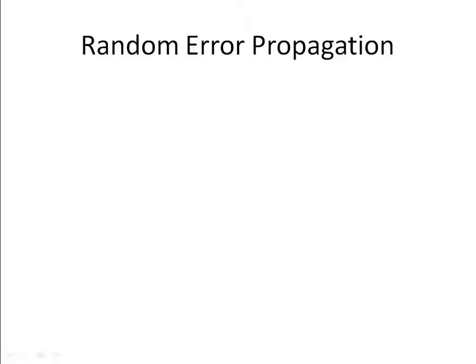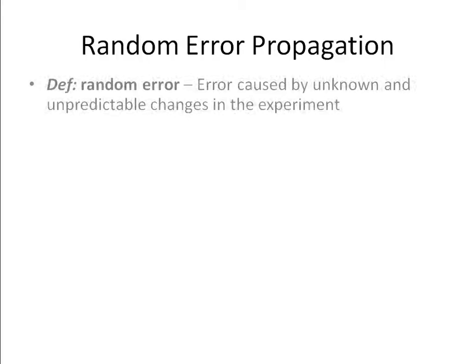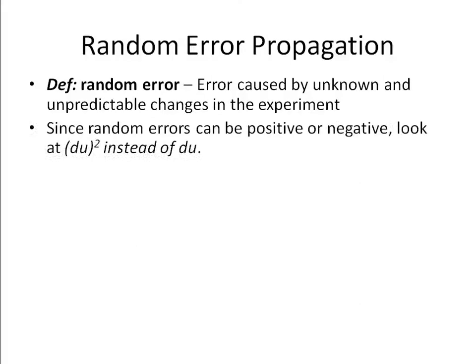Now there's also random error propagation, and so this is error caused by unknown and unpredictable changes in the experiment. This is a more common use for error propagation. And since random errors can be either positive or negative, we look at du squared instead of du, seeing as you shouldn't be able to have a negative random error.